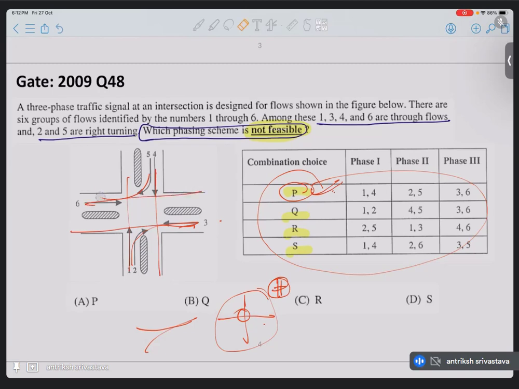See, we have to look at conflicts within the phase, not between two phases, but within this phase. Okay. So Q is also fine. Now let's look at R.